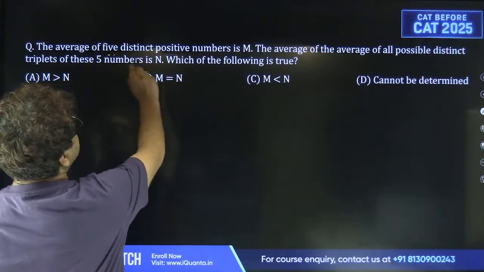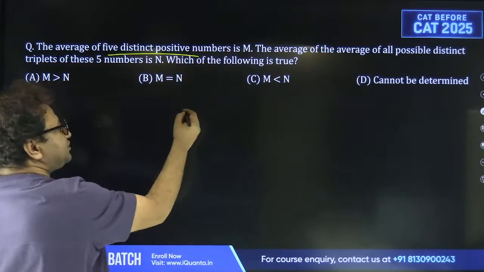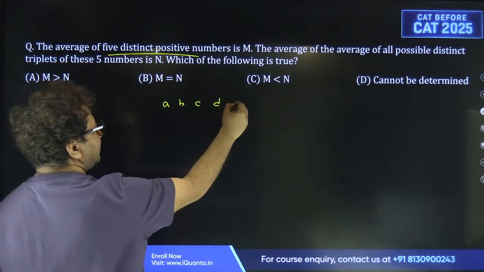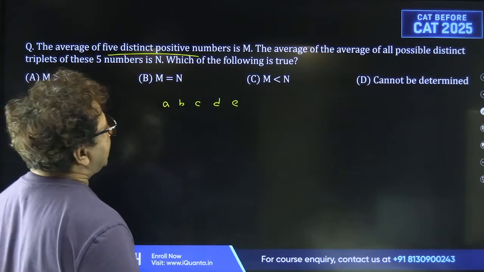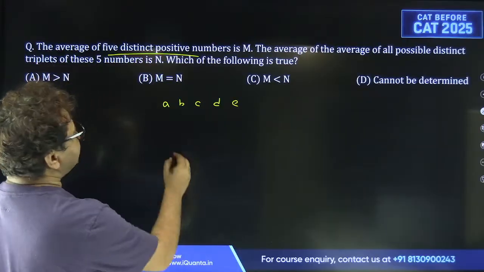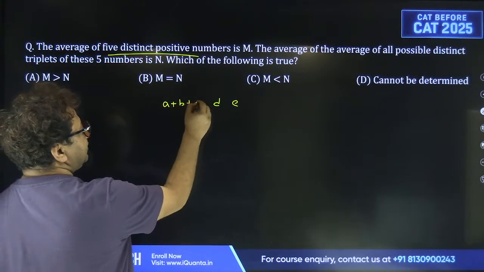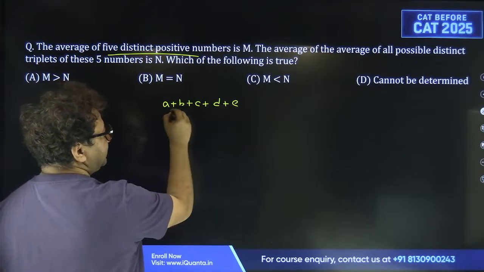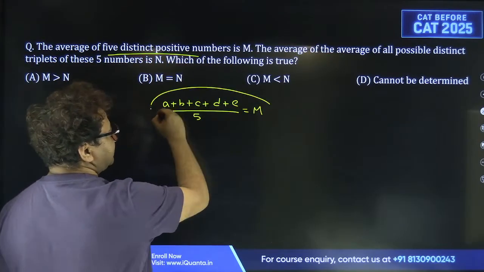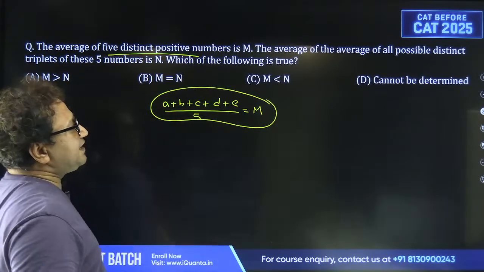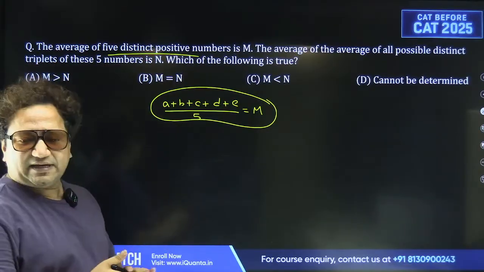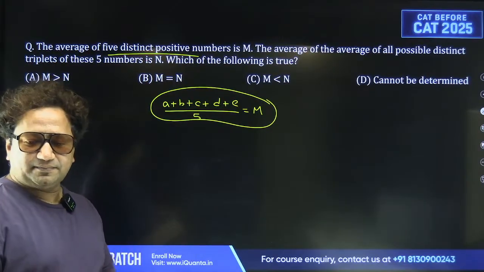Okay, now we have average of 5 distinct positive numbers. Let those 5 numbers be A, B, C, D, and E. Happy? Average of them, and the average is M. So basically, if I add them all and then divide by 5, I should get M. All right. This is one thing which I have. Then it says average of all possible distinct triplets of these 5 numbers is N.